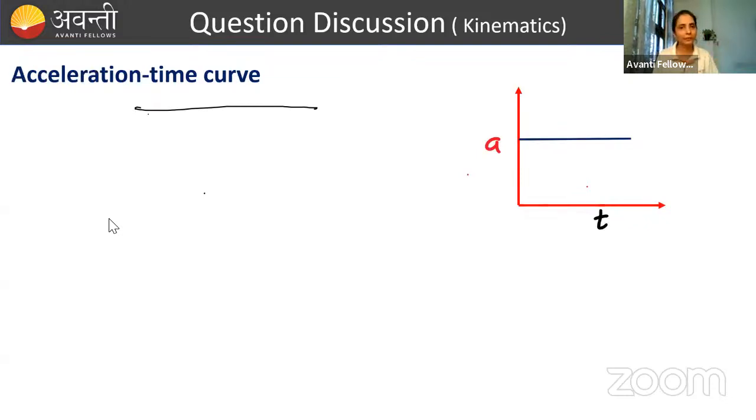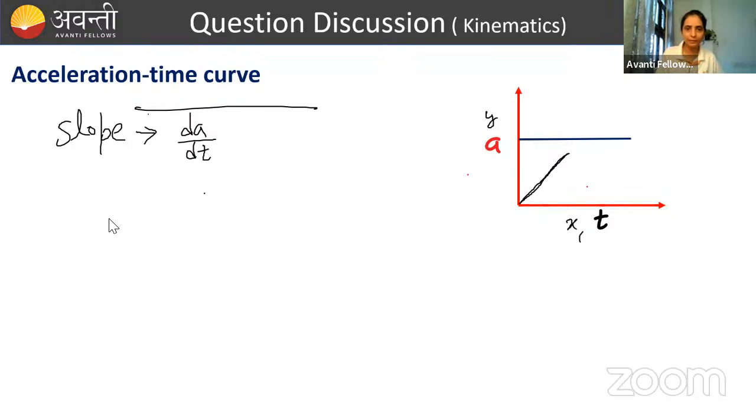Now look at the acceleration time curve. We discussed the st curve, we discussed the vt curve, now we are going to discuss the at curve. First we come to the slope. Suppose the at curve is something like this. Slope means dA by dt, which is dy by dx. Along the y axis there is A, along the x axis there is time. Now, have you studied any physical quantity that is given by dA by dt? Rate of change of acceleration, we don't have to read.